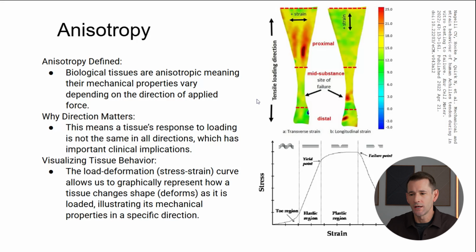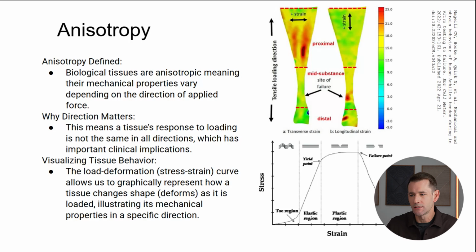First definition, anisotropy. What this means is that the mechanical properties of tissue are going to vary depending on the direction of force, which has a lot of important clinical implications that we'll get into as the series of podcasts moves on. So there's an image over here to the right. You can see that there are more hotspots in the Achilles tendon when it's loaded laterally versus when it is loaded vertically, which is the normal direction of loading of your Achilles tendon.